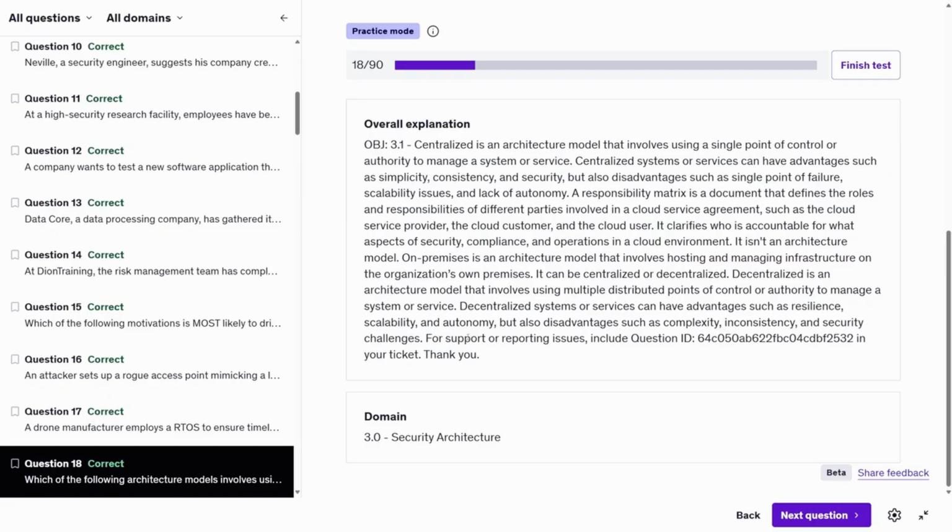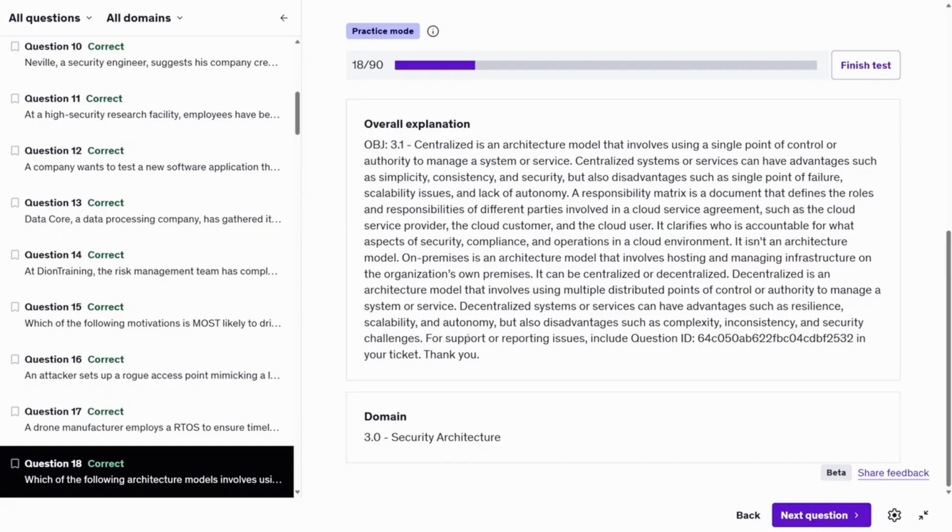A responsibility matrix is a document that defines the roles and responsibilities of different parties involved in a cloud service agreement, such as the cloud service provider, the cloud customer, and the cloud user. It clarifies who is accountable for what aspects of security, compliance, and operations in a cloud environment. It isn't an architectural model. On-premises is an architectural model that involves hosting and managing infrastructure on the organization's own premises. It can be centralized or decentralized.